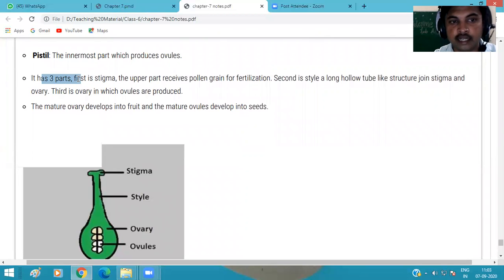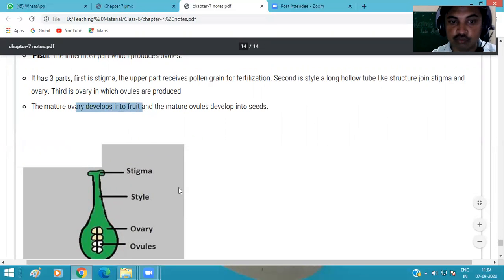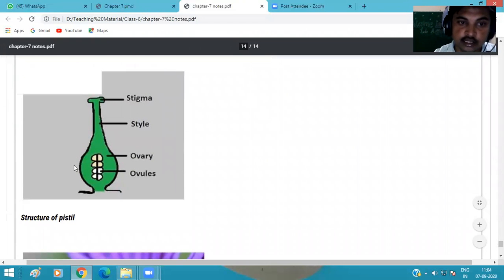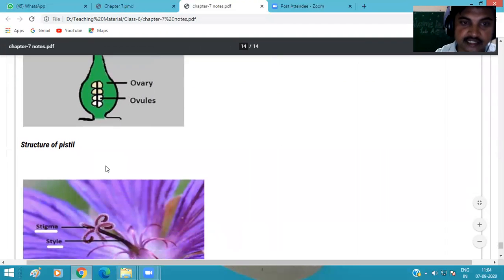Okay, a pistil has three parts. The top part is called the stigma, where pollen grains are attached. The pollen grains coming from the anther are attached here, and the style is a tube-like structure, and the ovary is where ovules are produced. Okay, a mature ovary develops into fruit, and a mature ovule develops into the seed. After maturing, the ovary is converted into fruit and the ovule is converted into seed.